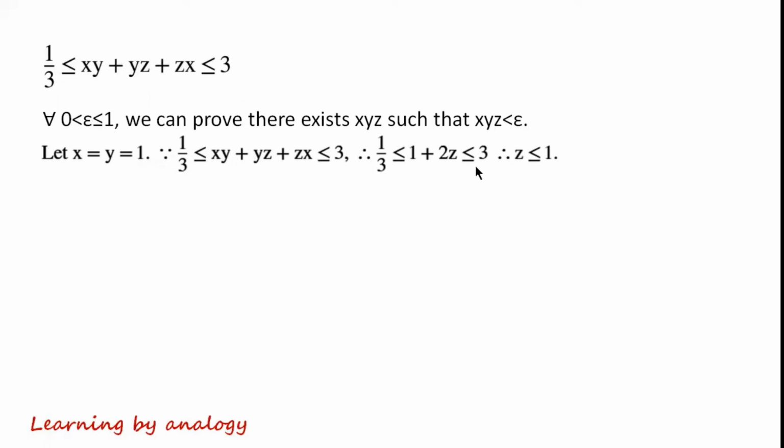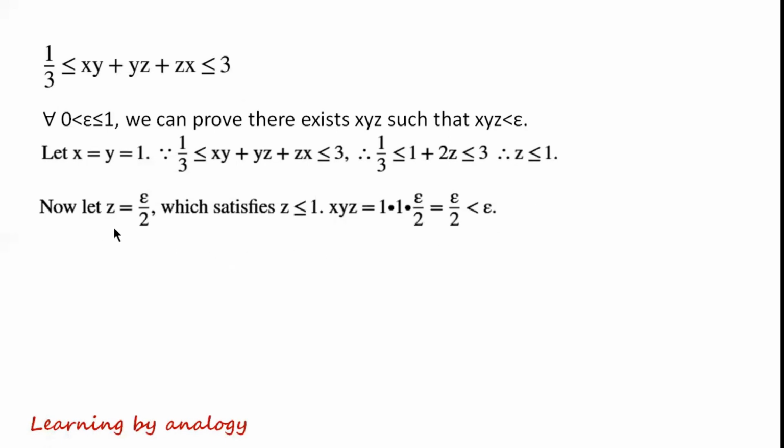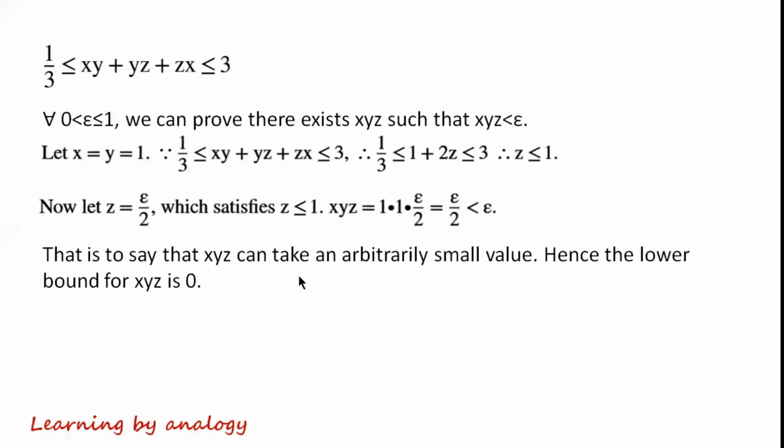So z ≤ 1. Now let z = ε/2, which satisfies z ≤ 1. xyz = 1 × 1 × ε/2 = ε/2, which is less than ε. That is to say that xyz can take an arbitrarily small value. Hence, the lower bound for xyz is 0. So 0 < xyz ≤ 1.